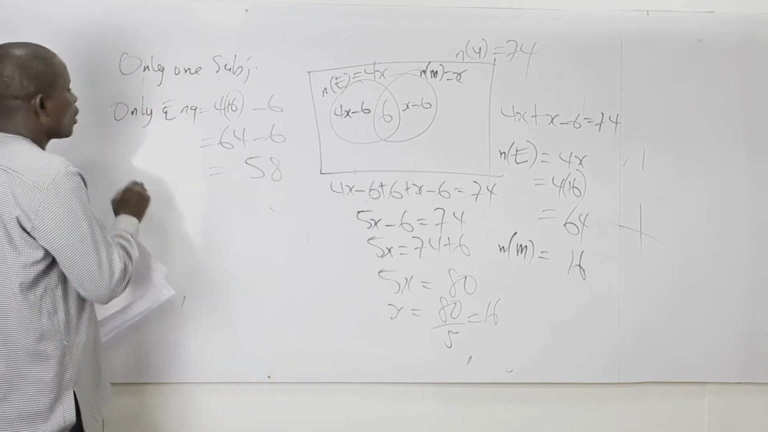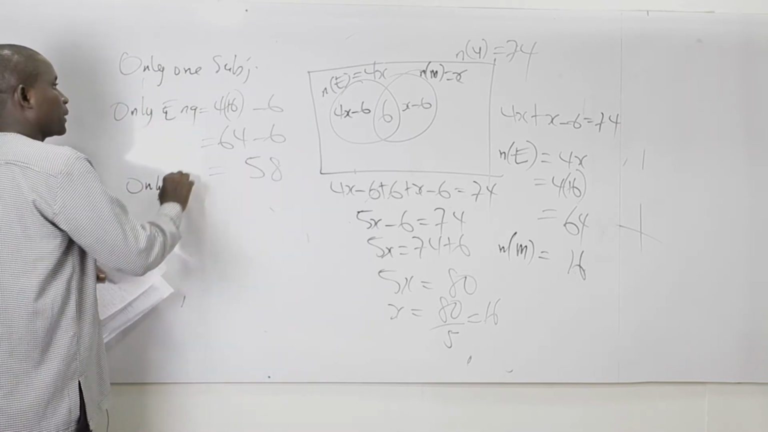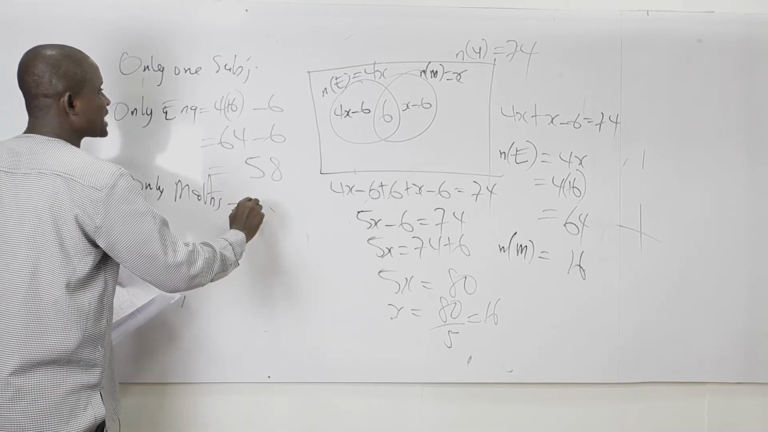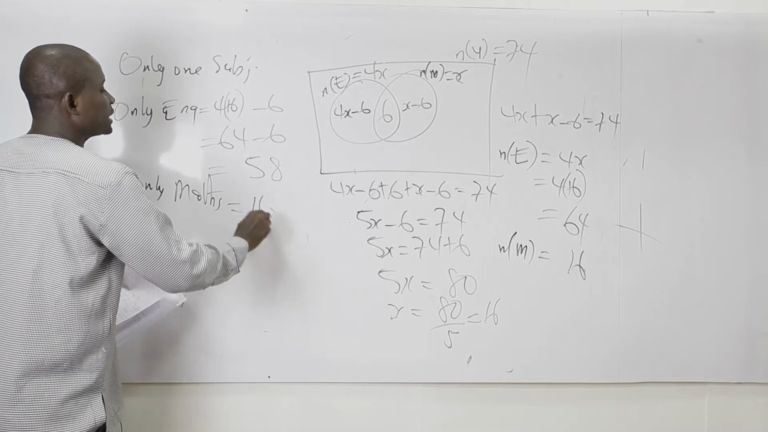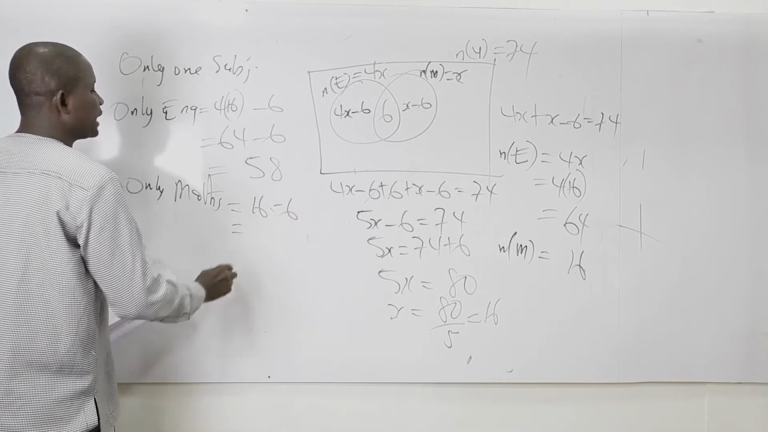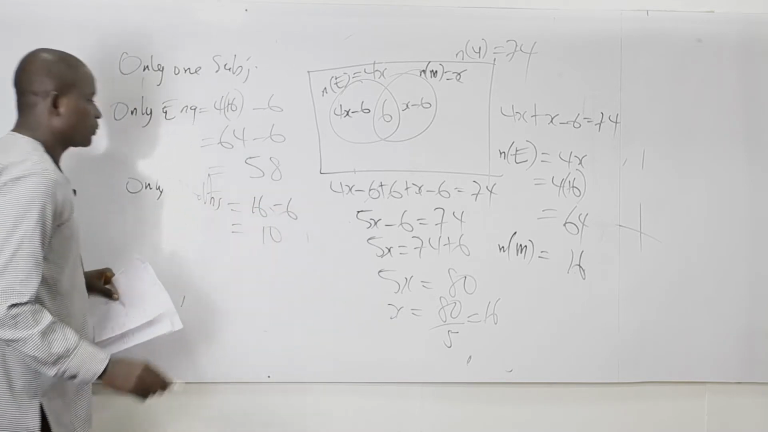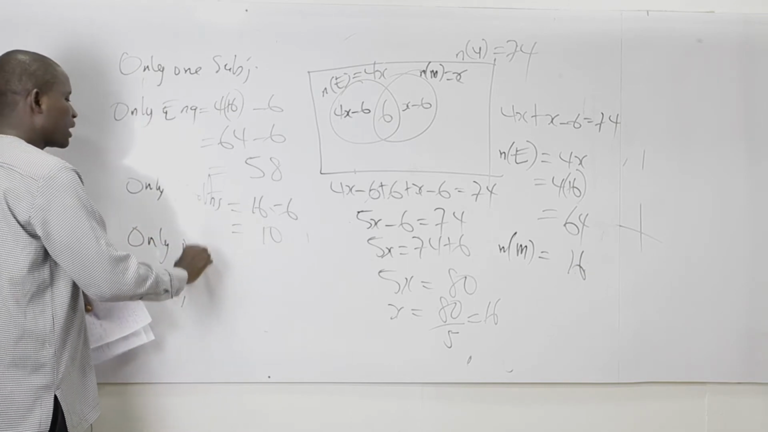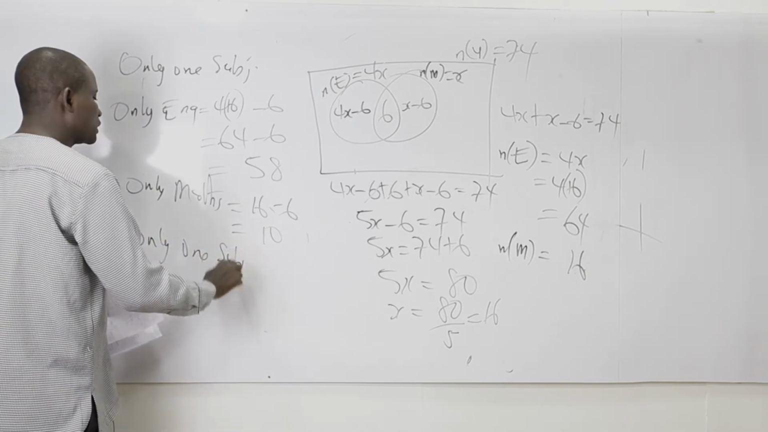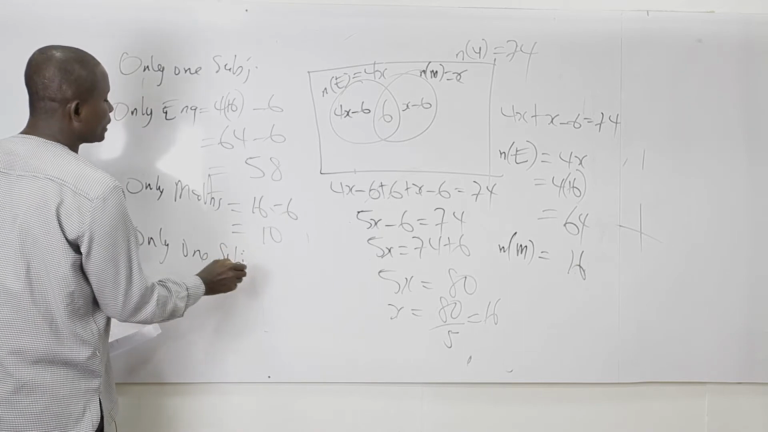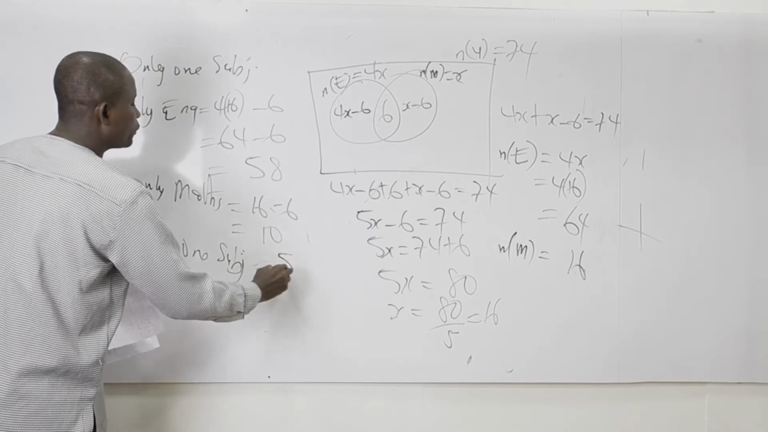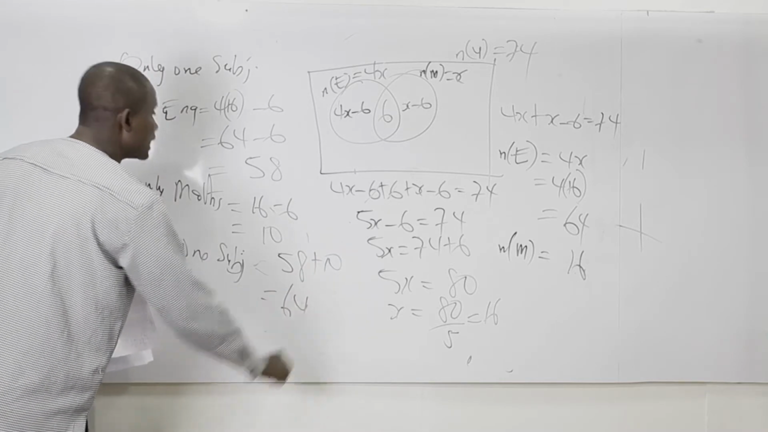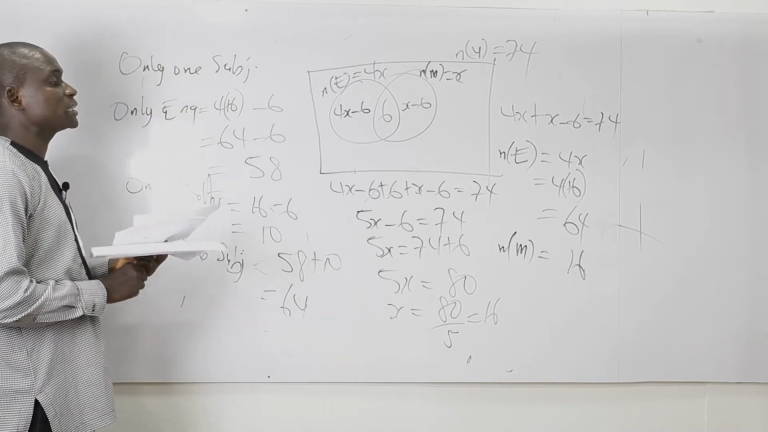Then only maths or mathematics is what? Is x, where x is what? So 16 minus 6. And that gives you what? 10. Therefore, only one subject, I normally cut it short, is equal to 58 plus 10, and that will give you 68. I hope you are following the point I'm making.